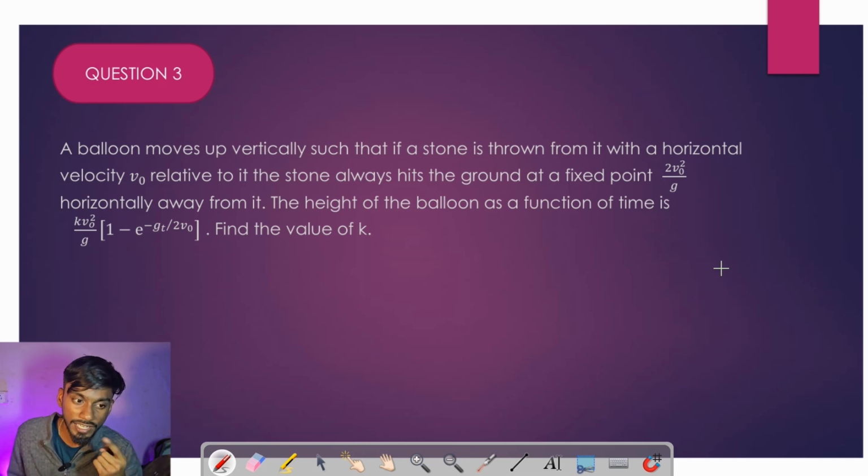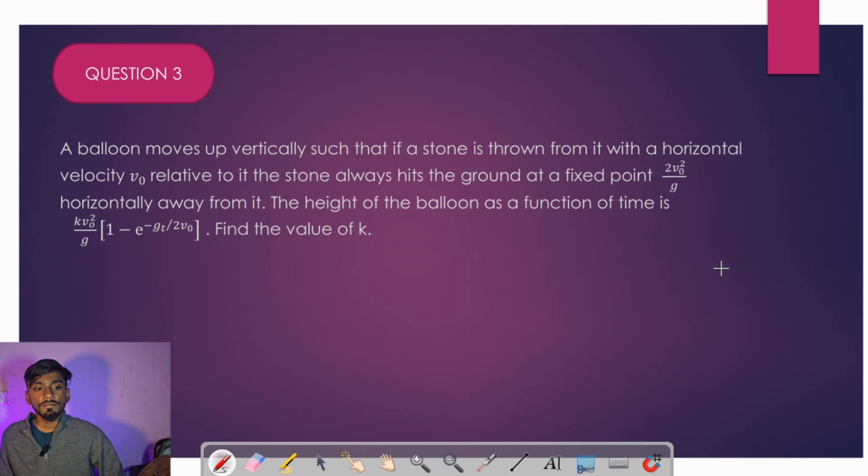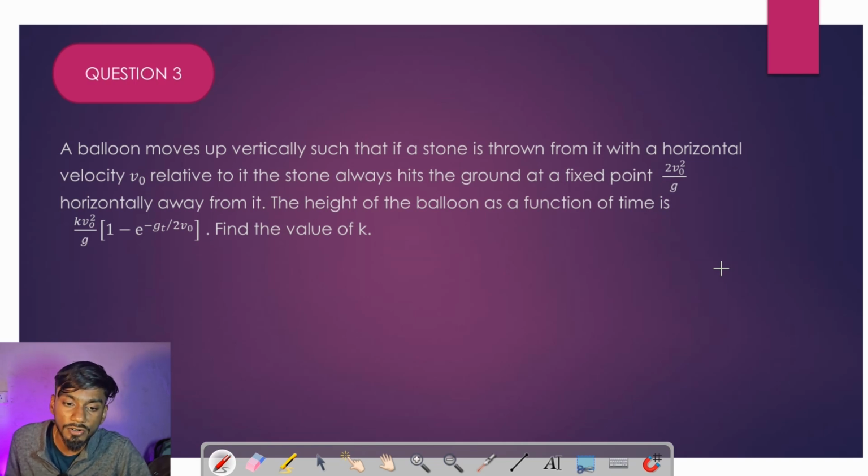Let's see why. Okay, let's see this particular question. A balloon moves up vertically such that if a stone is thrown from it with a horizontal velocity v naught relative to it, the stone always hits the ground at a fixed point 2 v naught square by g horizontally away from it. The height of the balloon as a function of time t is given, and it is telling you to find the value of k.